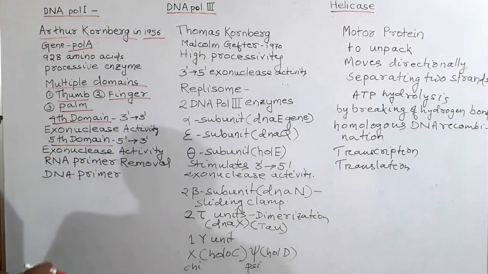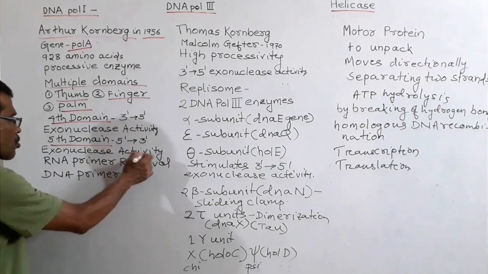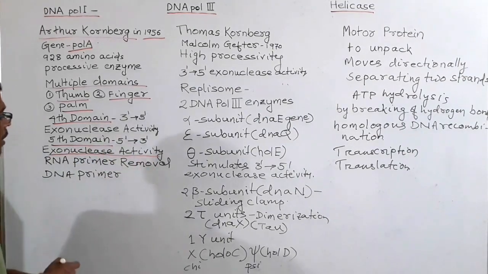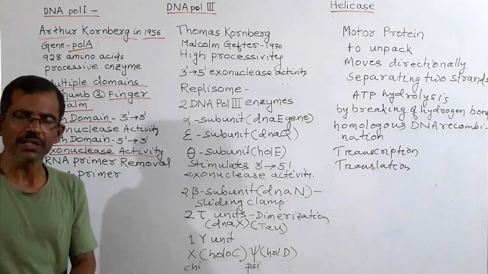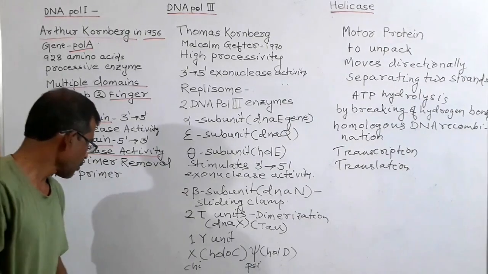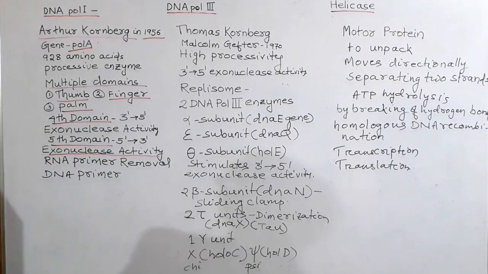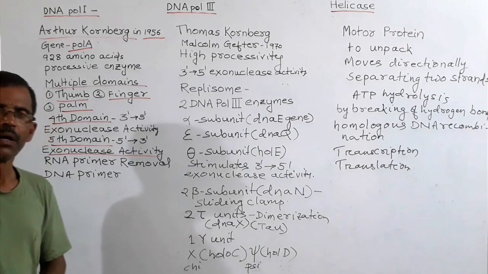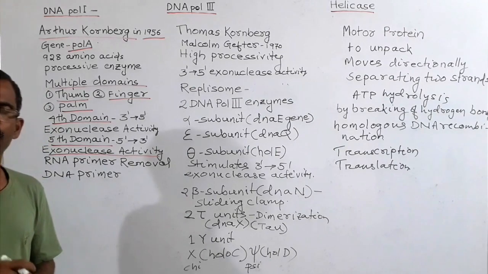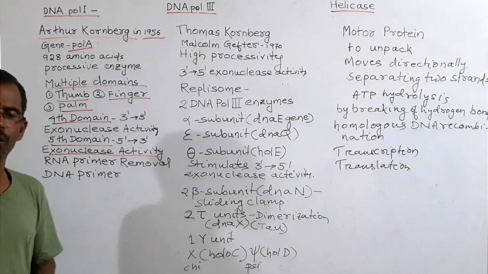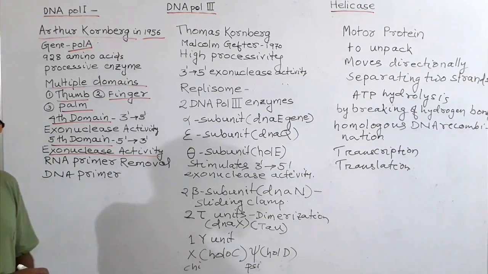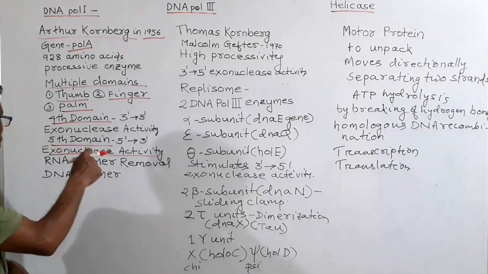In addition to this activity, the enzyme DNA polymerase also possesses 5' to 3' exonuclease activity. 5' to 3' exonuclease activity is associated with the 5th domain. So what are the functions of DNA polymerase 1? The main function of DNA polymerase 1 in prokaryotic DNA replication is the removal of RNA primer. So this is about DNA polymerase 1.